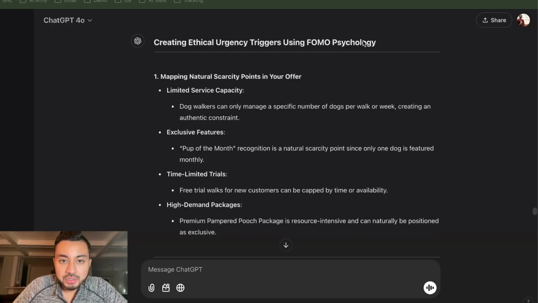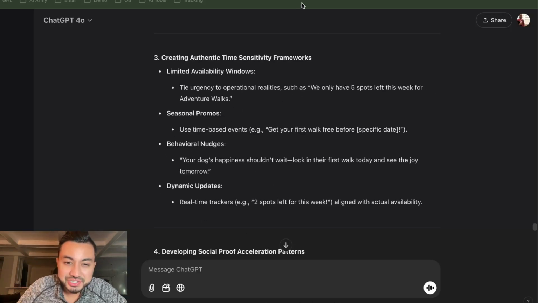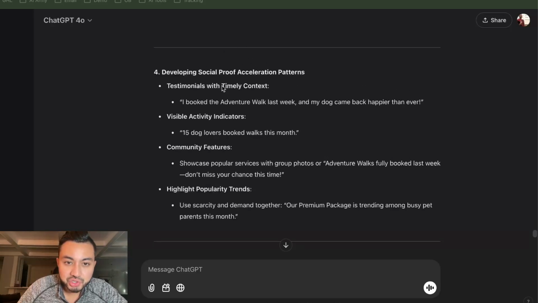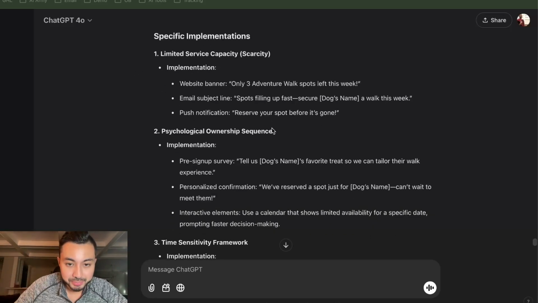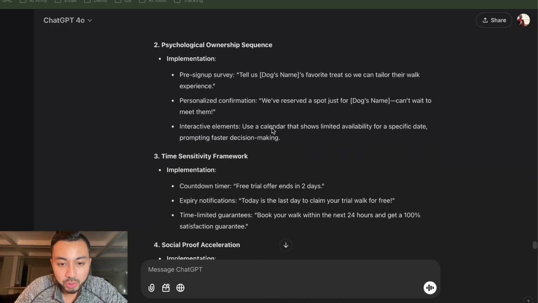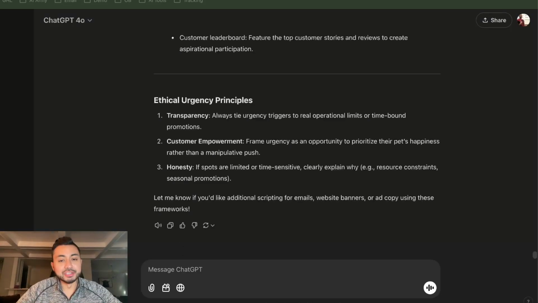Here it goes. So here it's giving us natural pieces of scarcity in our offer that we can utilize. These ownership sequences are basically helping your potential customer feel like they already have your product or your service without actually buying it yet. And so that's mapped out here. Here's how we can create time-based urgency in an authentic way. And here's how we can use social proof to accelerate their buying decision. Then here it's going to give us these specific implementations on how exactly we can implement genuine urgency for our business, and then ethical urgency principles to not be sleazy with it. And so those are your prompts.